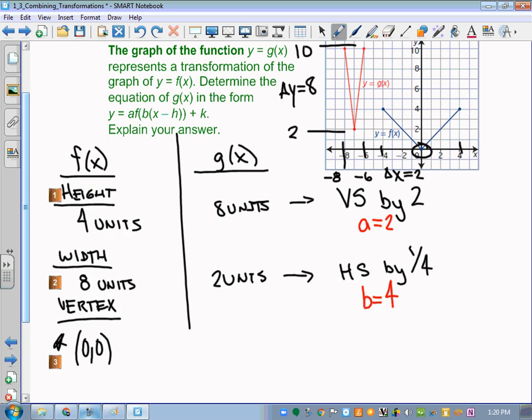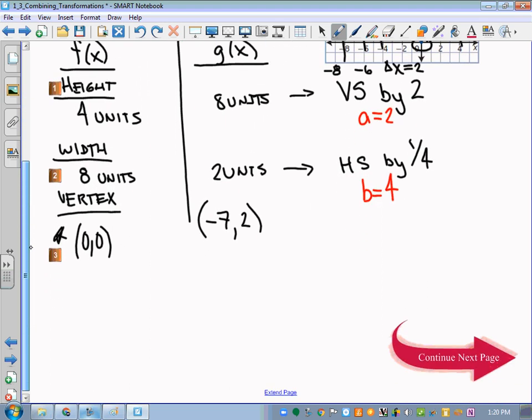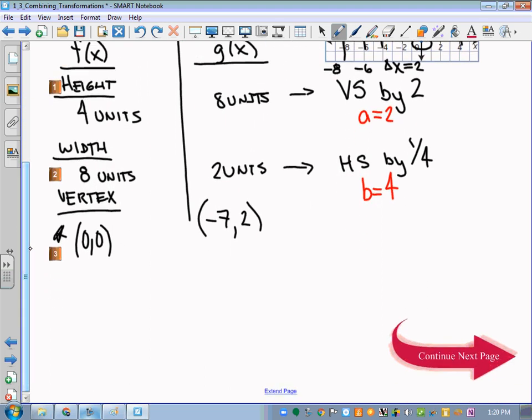Okay, last piece there is that the vertex has also changed. The vertex of g of x, my red function, looks to me like it's at -7, +2. And therefore, going from 0, 0 to -7, 2 means that I have a horizontal translation 7 units to the left and a vertical translation 2 units up. And using that same logic as above, if we horizontally translate 7 units to the left, then h is -7. And if I vertically translate 2 units up, then k is +2.